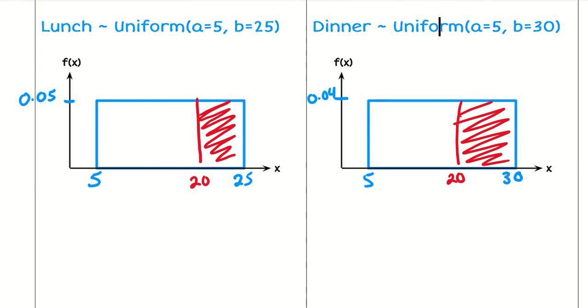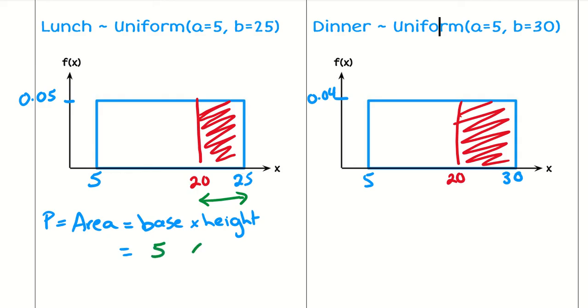So for lunch, I know that the probability is equal to the area, and the area of a rectangle is base times height. In this case, my base, so that's the distance there, is 5, and my height is this distance here, which is 0.05. So that gives me a probability of 0.25.